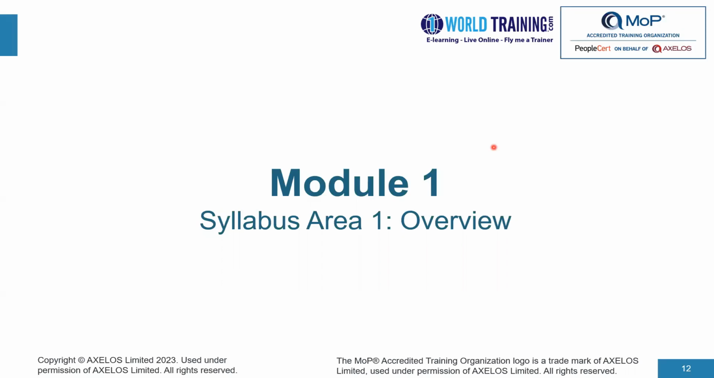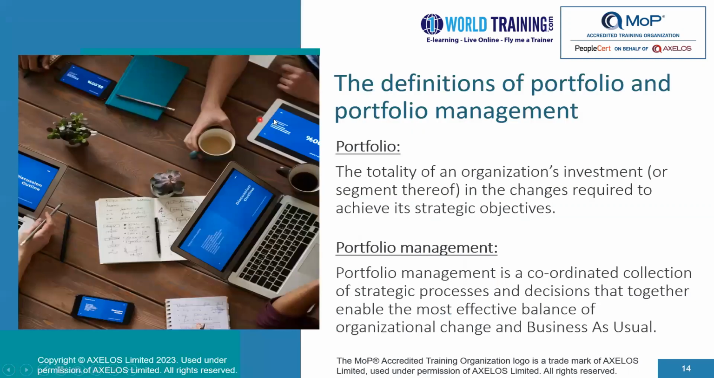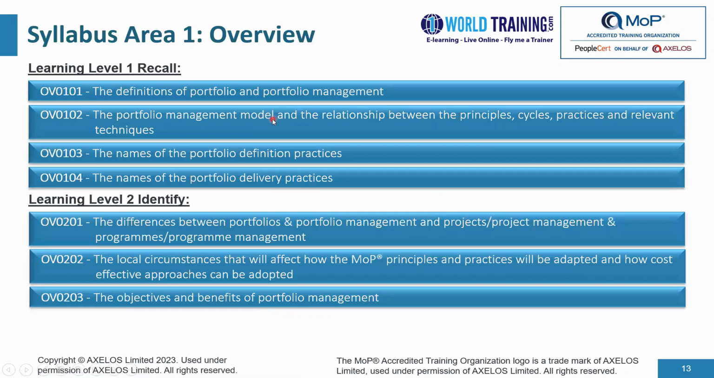Welcome to module number 1, syllabus area 1 overview. What are the contents of the syllabus area that we would cover in module number 1? On the next slide, we have a list of the content areas that we would cover in syllabus area number 1 overview. At learning level 1 recall, we will look into the definitions of portfolio. What do we mean by portfolio and what do we mean by portfolio management? We will look into the portfolio management model and the relationship between principles, cycles, practices, and relevant techniques.